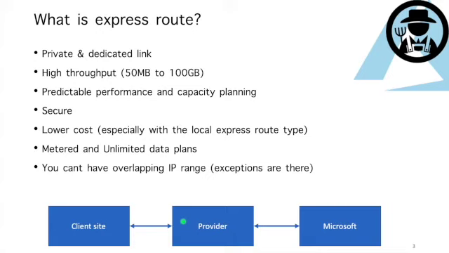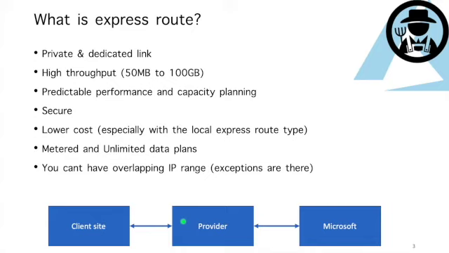So why do you want to actually put in an ExpressRoute when you can access most of it through the internet? Obviously, it is high throughput, so you're not dependent on the speed of the internet. You commit to, let's say, 50 MB up to a 100 gig plan on the ExpressRoute.